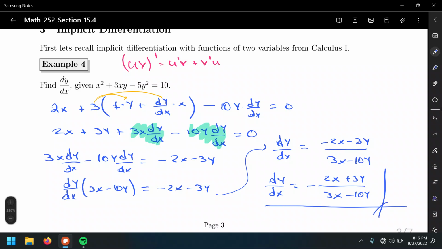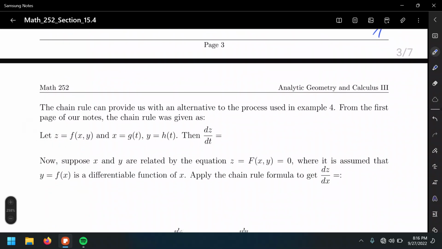You might remember this kind of problem was a little painful back in Calculus 1, with all the steps, especially the tricky part when it came to differentiating the y's. It was very easy to forget to multiply by dy/dx. So in Calc 3, we're going to come up with a new way to find this implicit differentiation, and we're going to do this by using the chain rule.